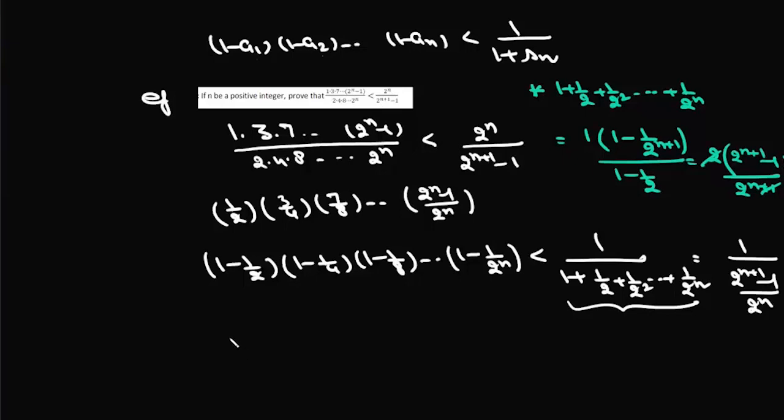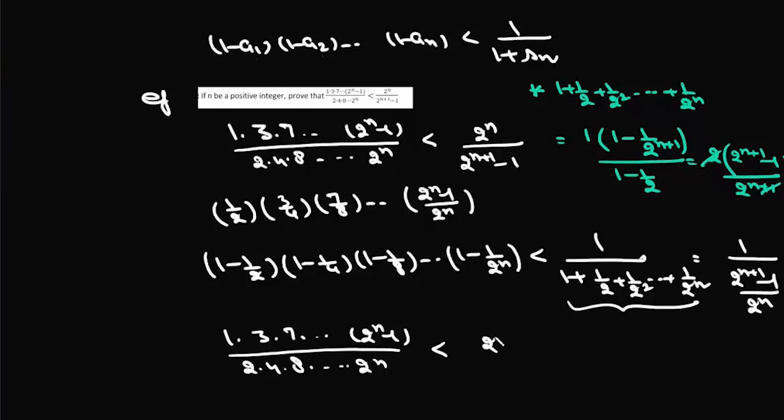So from here we can say this 1 into 3 into 7 up to 2 to the power of n minus 1 upon 2 into 4 into 8 up to 2 to the power n will always be less than 2 to the power n upon 2 to the power of n plus 1 minus 1. And finally, our 15th inequality is Muirhead's inequality.